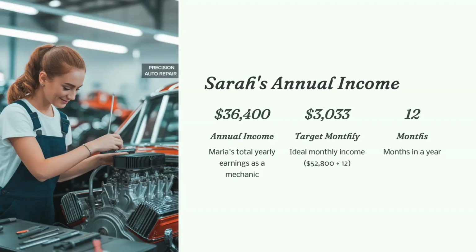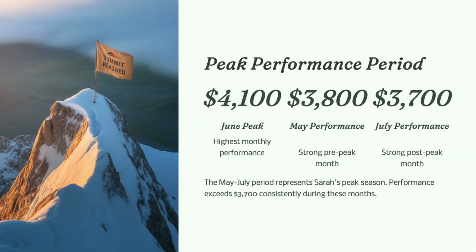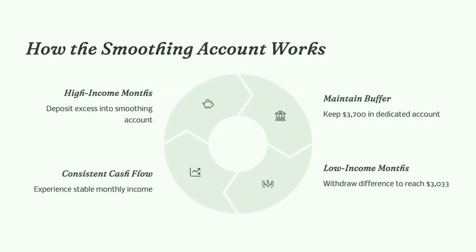Here's how the smoothing account fixes this. In January, when Sarah only earned $1,800, she took $1,233 out of her smoothing account. Now she has her full $3,033 to work with. In June, when Sarah earned $4,100, she put $1,067 into her smoothing account and kept the $3,033 for her monthly expenses. The result? Every single month, Sarah has the same amount of money to work with, $3,033, even though her paychecks swing by over $2,000 from her worst month to her best month. That's the power of income smoothing.